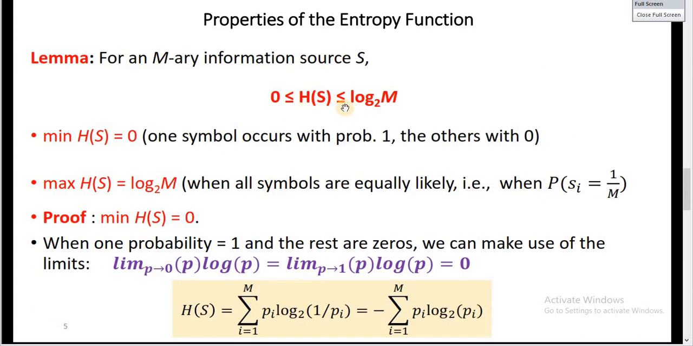To conclude, the entropy of a source is a non-negative quantity which falls between 0 and log base 2 of m. The minimum value is attained when one of the symbols assumes a probability of 1 and the rest are zeros. The maximum value of the entropy is attained when all symbols are equally likely. This concludes this lecture.